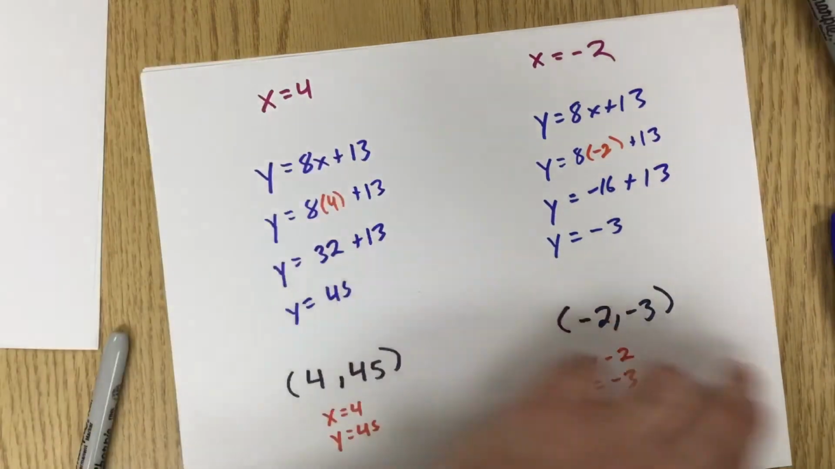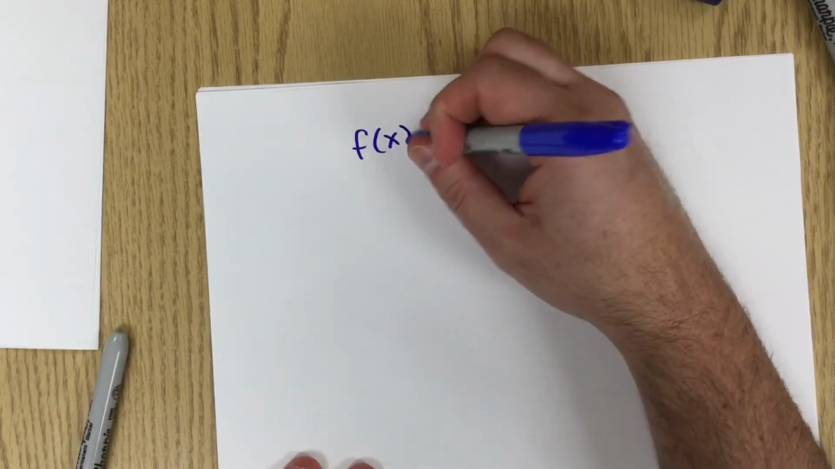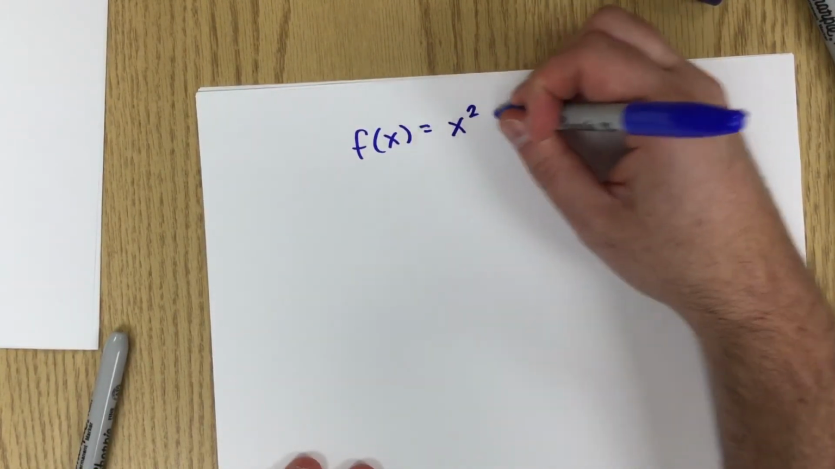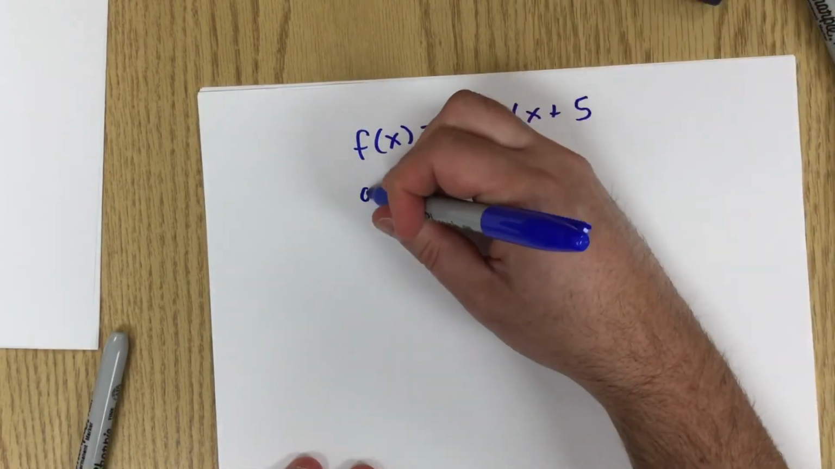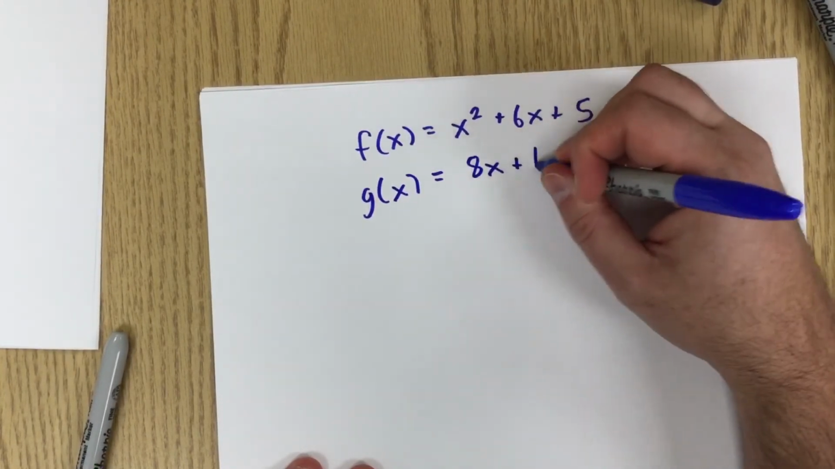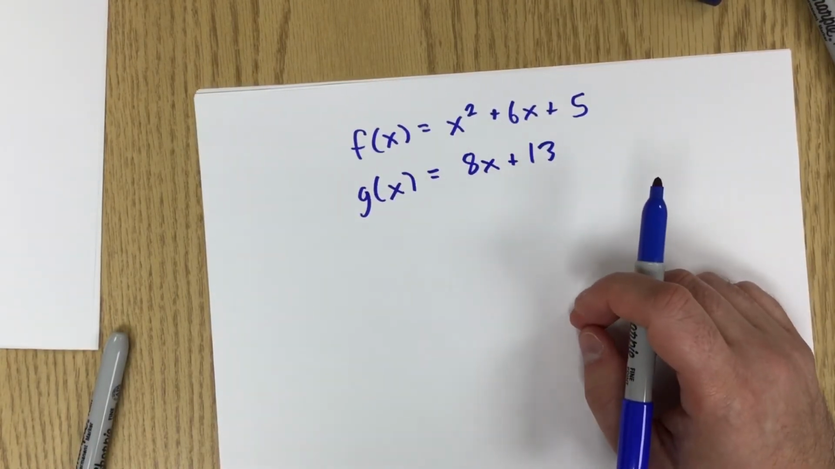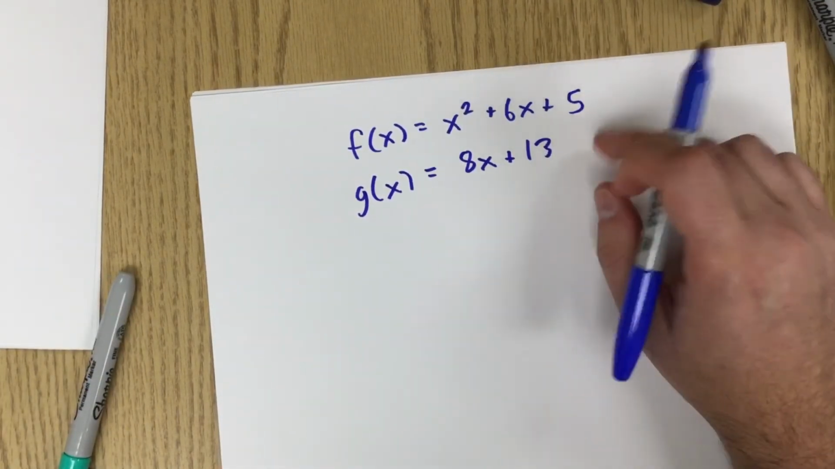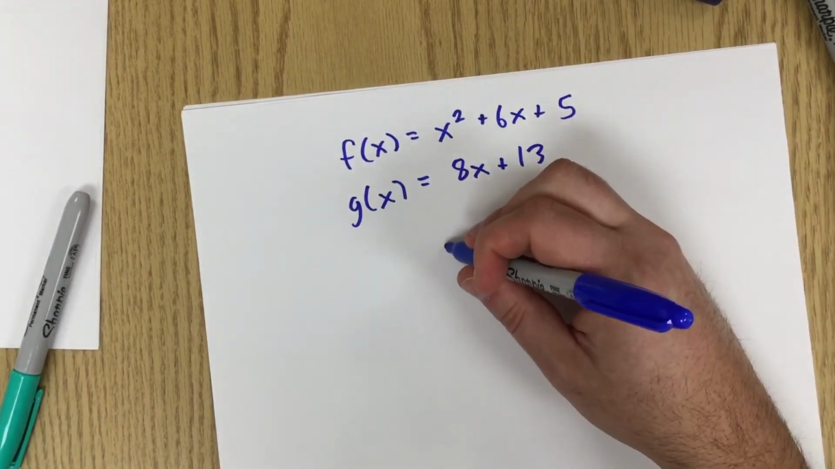Here is another way the exact same problem could have been set up. I'm not going to go through the whole solving on this one. I'm just going to show how it would be pretty much the same idea. We could use function notation. We could say f of x is x squared plus 6x plus 5, and g of x is 8x plus 13. And we know that f of x is a quadratic function and g of x is a linear function. And I want to know when something works for both of them. So I want to know when the y values are the same for the x's.